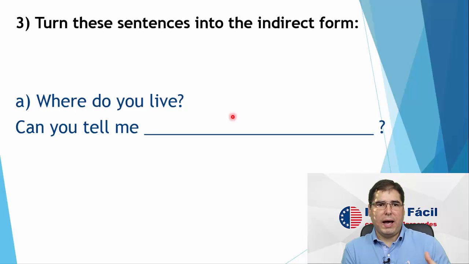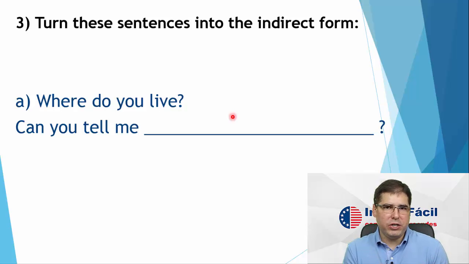So we have here a WH question, right? Direct, and I want you guys to turn them to the indirect form. Again, why is this important? Why is this important to learn how to ask indirect questions? Because this is a very polite way of asking for information, and also a polite way to ask people to do things for us, okay?